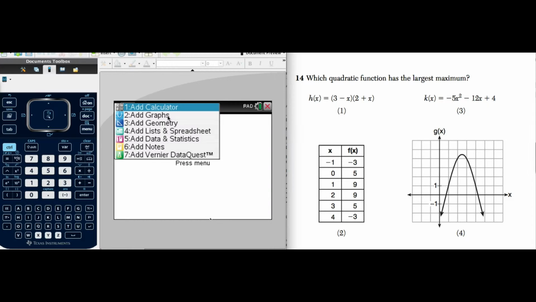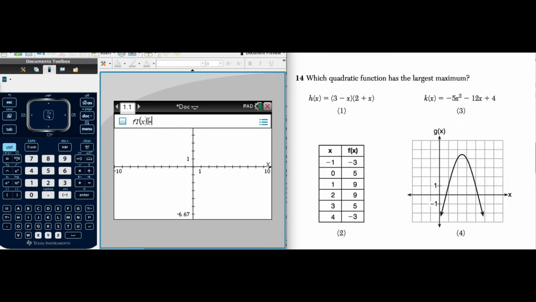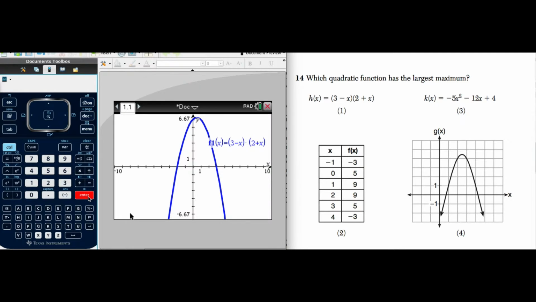So once again, we're going to use the graph, and we're going to enter the values. So I have my parentheses, and it's fine with it in this form: 3 minus x. We don't have to multiply this out and distribute in order to solve. We're going to close that and put in another set of parentheses, and I have 2 plus x, and we're going to hit enter, and we can see our graph. Now let's find the maximum.